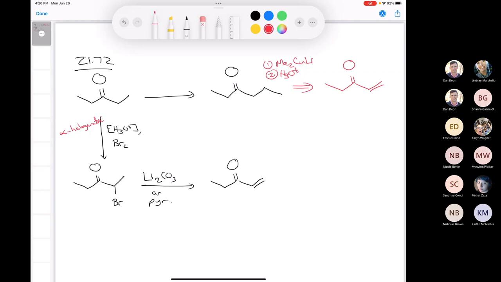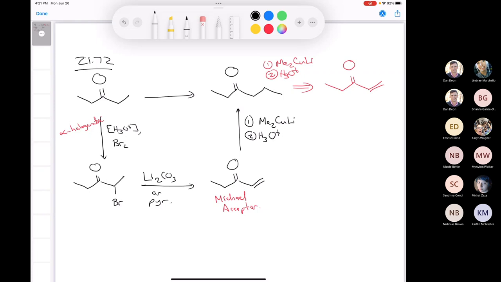And now you have a Michael acceptor. And in those videos, I covered all of the different Michael acceptors that you need to be aware of. And so now you would treat that with the dimethyl cuprate. And then in the second step, we protonate to form the enol, which tautomerizes to give the ketone.